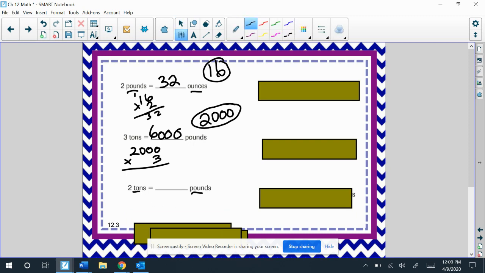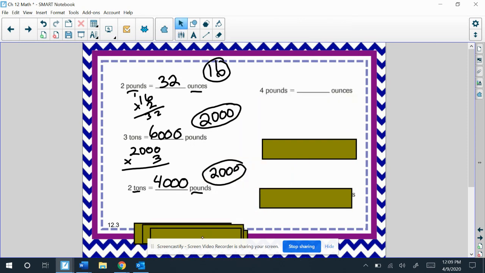Tons, pounds. That tells me I need to put 2,000 in the corner and circle it. 2 times 2,000. Well, I can do this mentally. Just move my zeros on over. I have 3 of those. 2 times 2 is 4. My answer is 4,000. I want you to try this one. 4 pounds equals how many ounces? Let's see how you did.